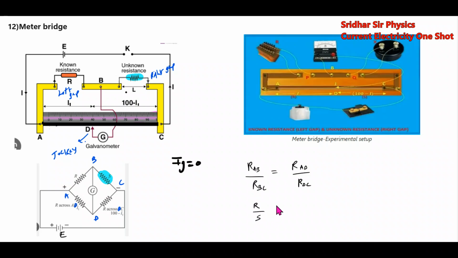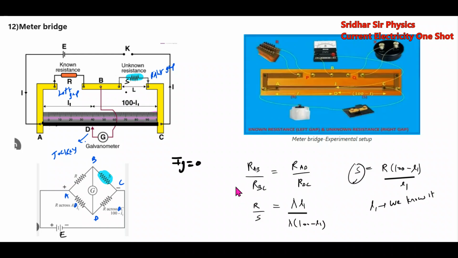What is RAB? R, and this is S. This will be lambda into L1. This will be lambda into 100 minus L1. Then we'll get R by S, the unknown resistance S needed. S is the unknown thing. The unknown resistance S will be R into 100 minus L1 by L1. I know L1, so I'll get the resistance S.